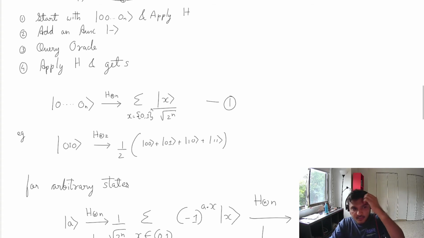Okay, as an example, if I have a 2-qubit state, applying Hadamard gives me this combination. So each bit you apply a Hadamard, and then when you multiply them out, this is what you get. And the same thing for 3-qubit states, 4-qubit states, and so on.